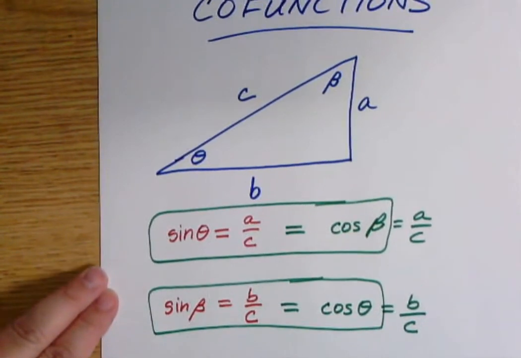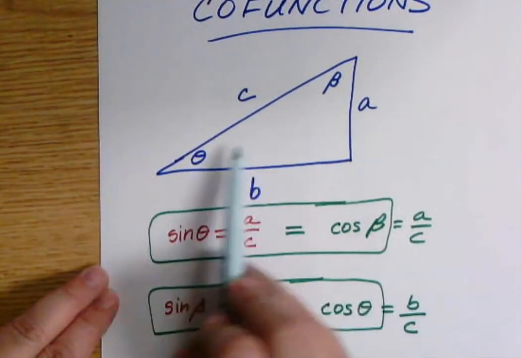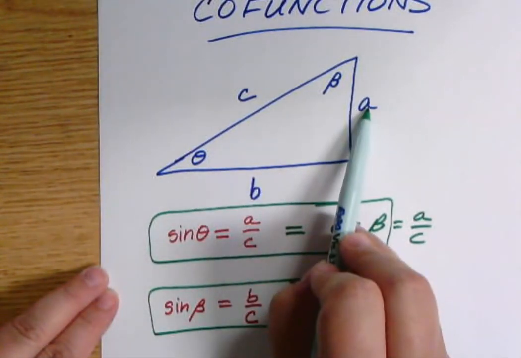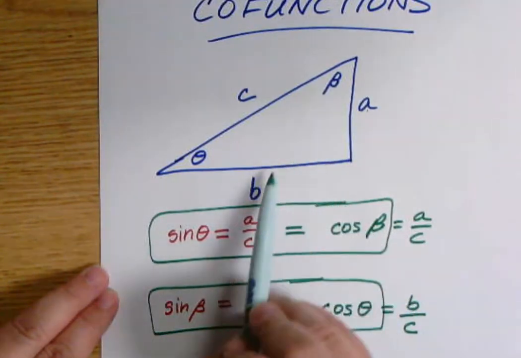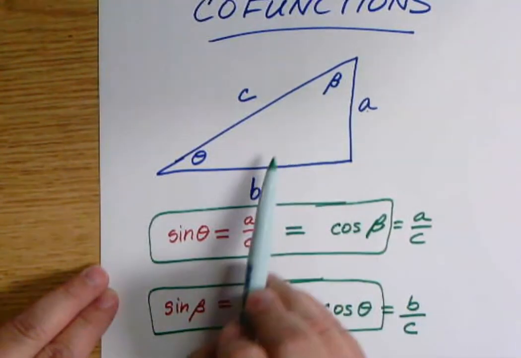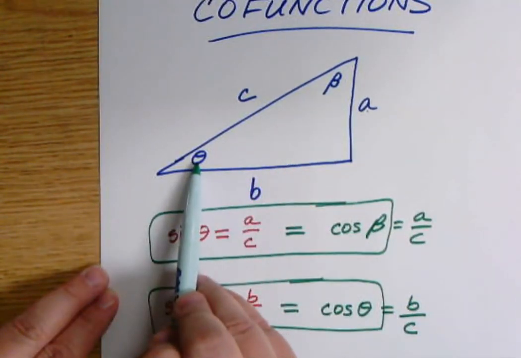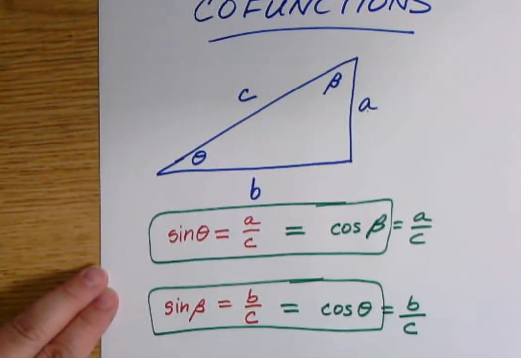Okay, why is that? Well, whatever is opposite from this angle is adjacent to this angle. Whatever's opposite from this angle is adjacent to this angle. So this is a relationship that's always going to hold true.